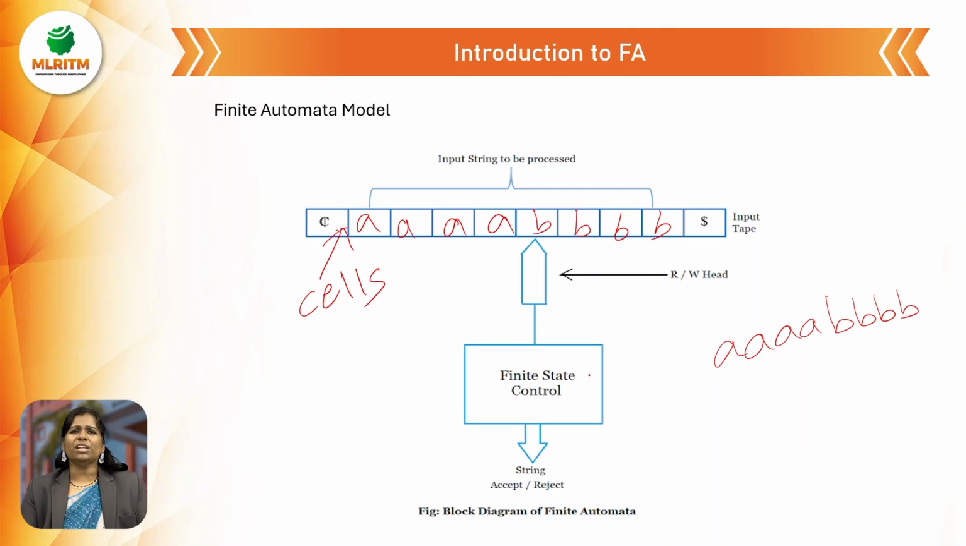The next one is the finite state control. The finite state control is used to store the memory, whether the string is accepted or rejected. It may be accepted, or it may be rejected by the finite state control.